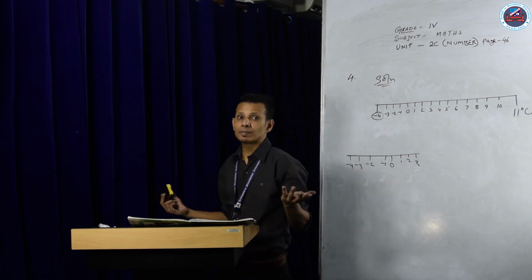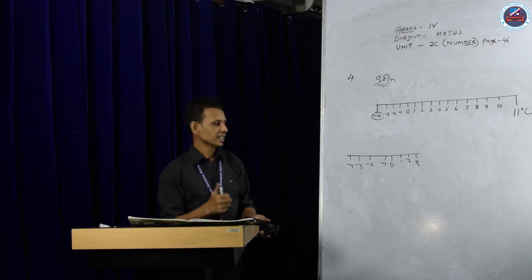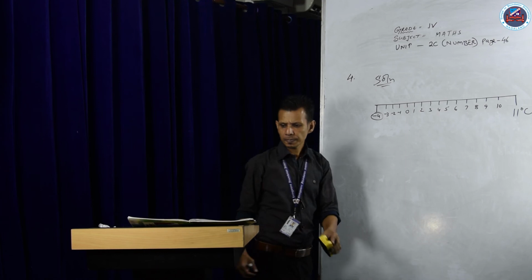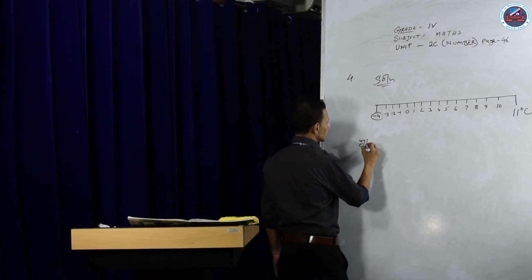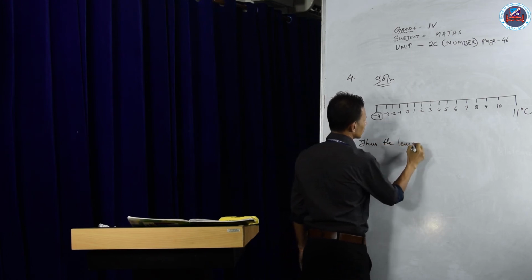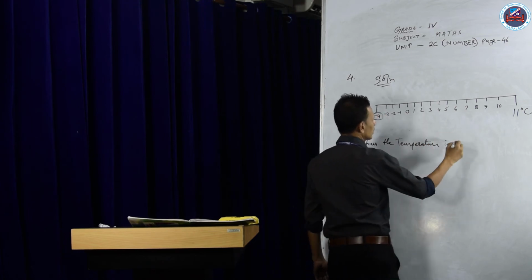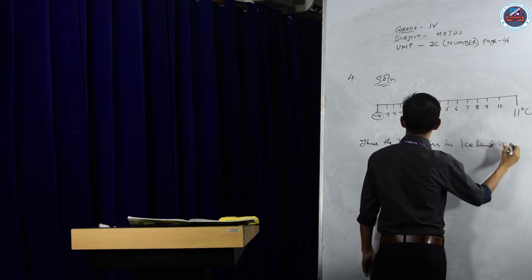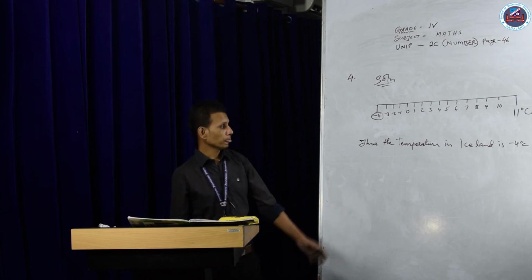That means use the number line. From the number line, I mean, just don't move out from your room. Is that okay? Okay. What is the temperature in Ireland? Thus, the temperature in Ireland is -4 degrees Celsius. That's it. That's your answer.